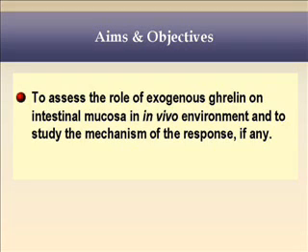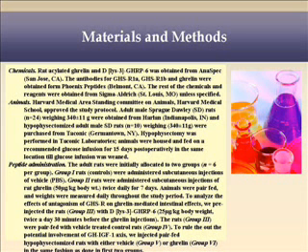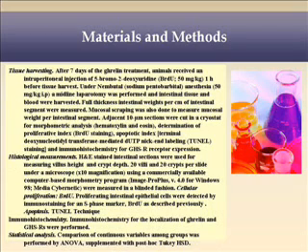Our aim now was to see the effect of ghrelin on normal intestinal mucosal turnover of the cells. For which we actually injected rats parenterally with ghrelin, 50 microgram per kg body weight, twice daily for 7 days, and then finally we analyzed the effect of ghrelin on intestinal mucosa.